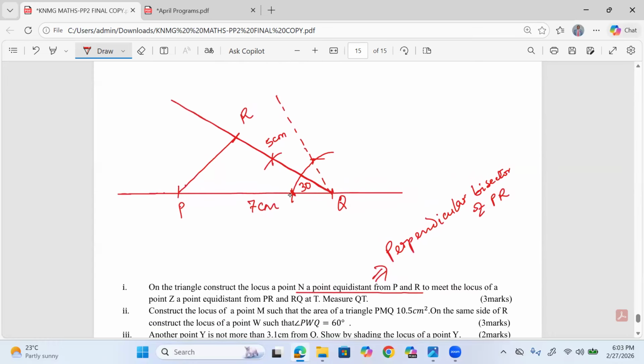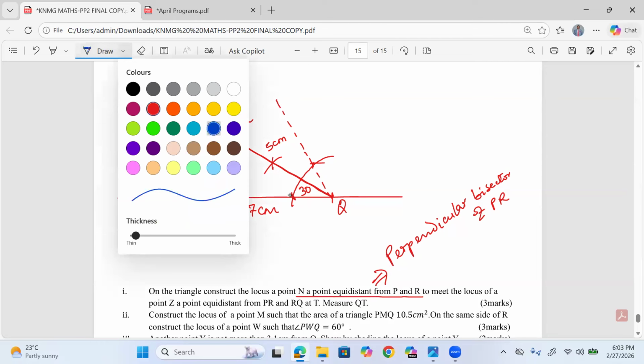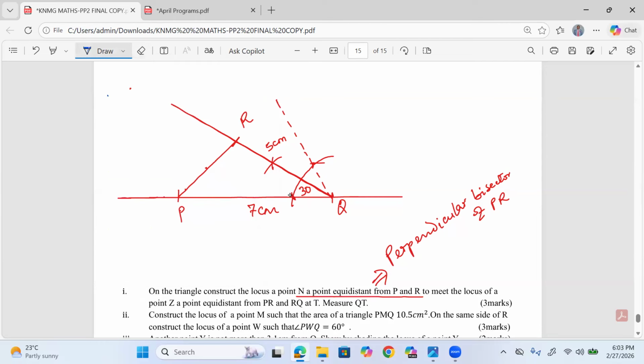So PR should now be bisected, and it's being bisected perpendicularly. So I want to raise a perpendicular bisector to PR. I hope you know how to bisect perpendicularly. So this perpendicular bisector now, I'll give it a blue.